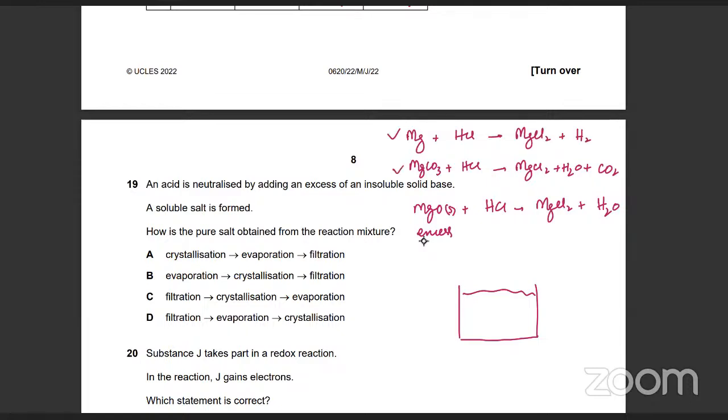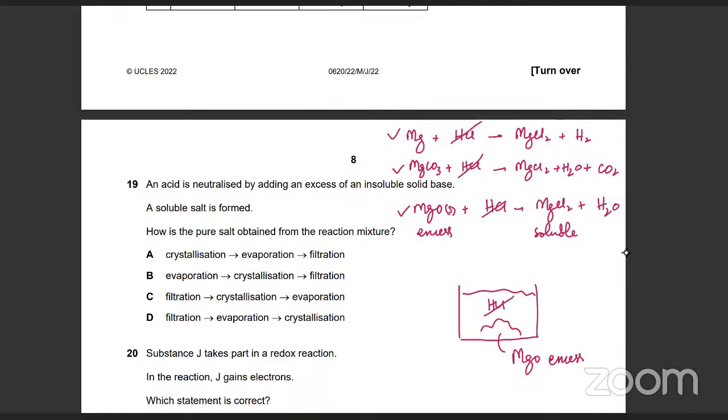Remember the 3 main reactions that produce salts: a metal plus acid, a carbonate, or a base, metal oxide, or hydroxide. So the salt is soluble. तो आप क्या करोगे कि आप MgO को excess पे डालोगे. So the solution has HCl. MgO is added in excess. Excess पे डालेगा फायदा होगा कि all the HCl will react. So there'll be nothing left in the solution.